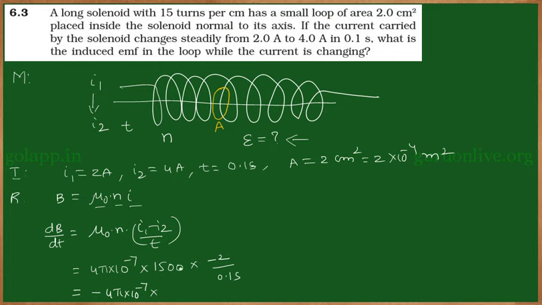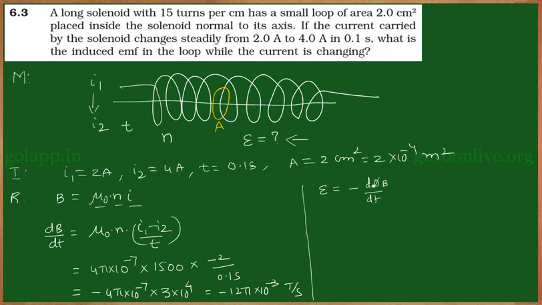If this 10 goes up and is multiplied with this one, you will get 15,000, and when that 15,000 is multiplied with this 2, you will get 30,000. So that 30,000 can be written as 3 into 10 to the power of 4. So on the whole you can write minus 12 pi into 10 to the power of minus 3 Tesla per second.